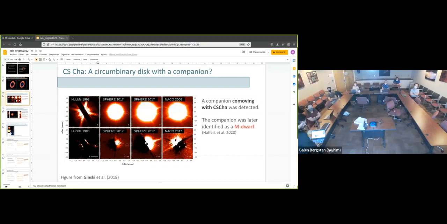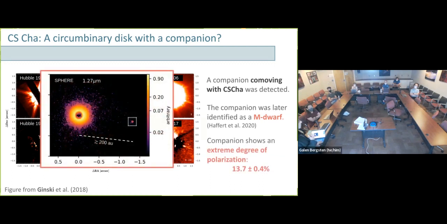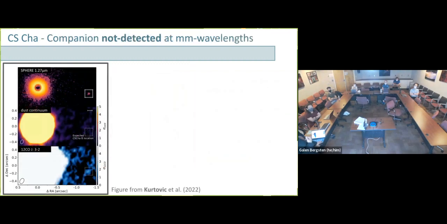So just to put it in context, CS Cha has been known for a long time because it has this outer companion that was detected starting with Hubble in '98 and then NACO and SPHERE. And actually the initial motivation for the ALMA observations that I have was to detect this companion, which here I'm showing with SPHERE. The thing is that we didn't detect any emission from this companion. It's okay because ALMA doesn't detect stars, but we don't detect any dust, and we don't detect any gas either. So the blob that you see over there in the gas emission is not even 2 sigma.